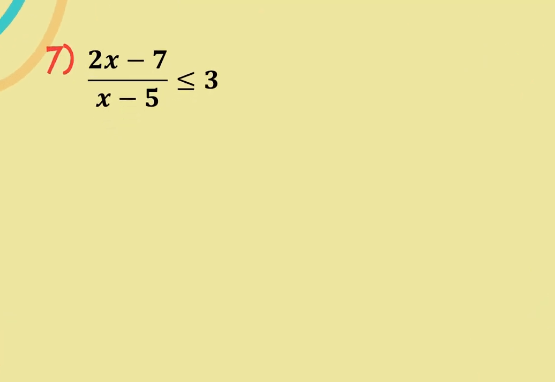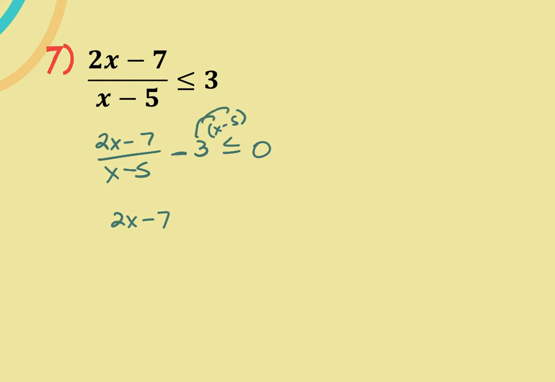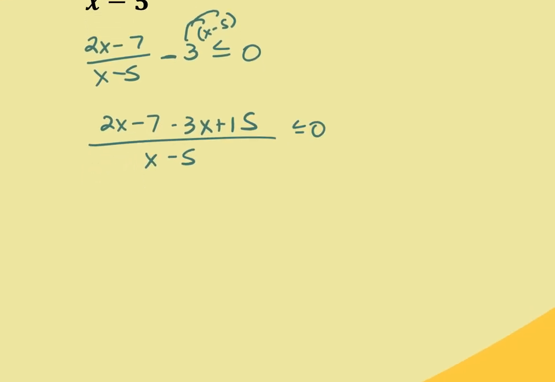All right, so the first thing we're going to do is move that, 3 over 2x minus 7 over x minus 5 minus 3 is less than or equal to 0. The least common denominator would be x minus 5, so I'm going to multiply 3 by that. I'd get 2x minus 7. I can distribute the negative with the 3 or wait and distribute it later, but one way or the other, it's going to get it. Negative 3x plus 15 all over x minus 5 less than or equal to 0. I get negative x plus 8 over x minus 5.